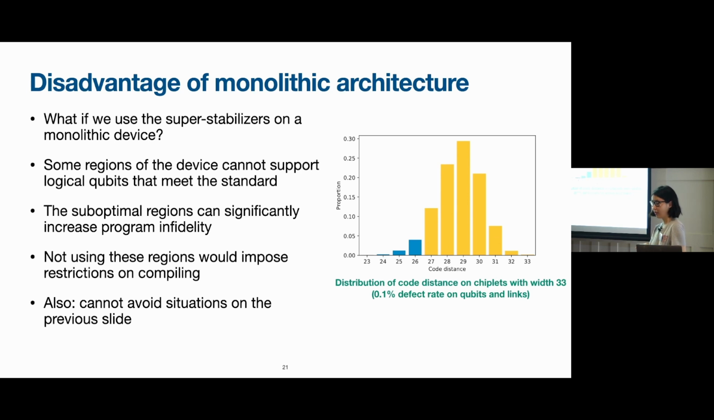And also you don't get to arrange the triplets to avoid the situation that I talked about on the previous slide. And here I'm showing the distribution of the code distance of defective triplets with 33. What I showed in blue is what I imagine to be the triplets that you don't want to use, that would be thrown away if you have a modular device. But if you have a monolithic device, you have no choice but to include them in your device. And it turns out that, well, this might not seem to be a significant proportion, but they can actually lower your program fidelity by a lot.